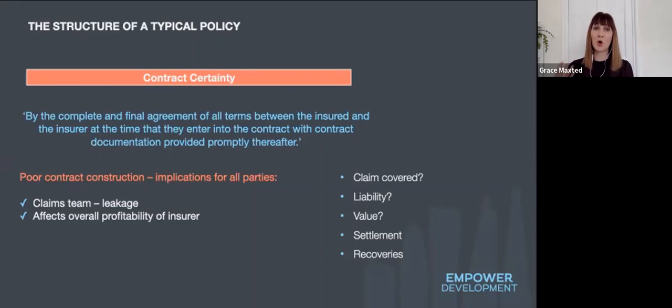Now, if you ever hear the term contract construction come up in the exam, remember that's essentially the wording of the policy. How a policy is constructed, if it's done badly, has very severe implications. Not only does it lead to disputes and eventually maybe court, but ultimately from the claims team's perspective, we have leakage, which is the overpayment of certain claims. It also affects the overall profitability of the insurer. So poor contract construction is really key to get right.